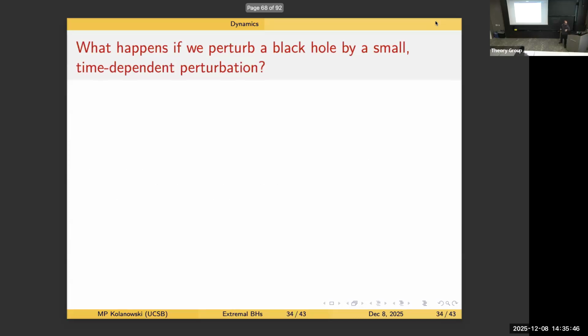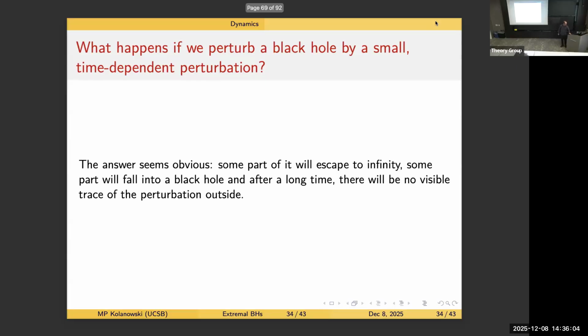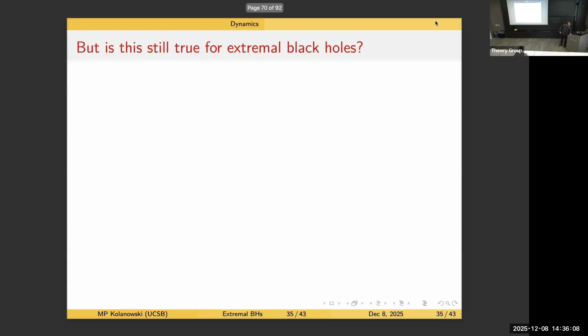So you can ask, what happens if you perturb a black hole by a small time-dependent perturbation now? Naively you would think that some part of it will fall inside, some part will escape to infinity, and that's it. After a long time, you wouldn't see a sign of this perturbation, and you would be right. This is what really happens, except for extremal black holes.